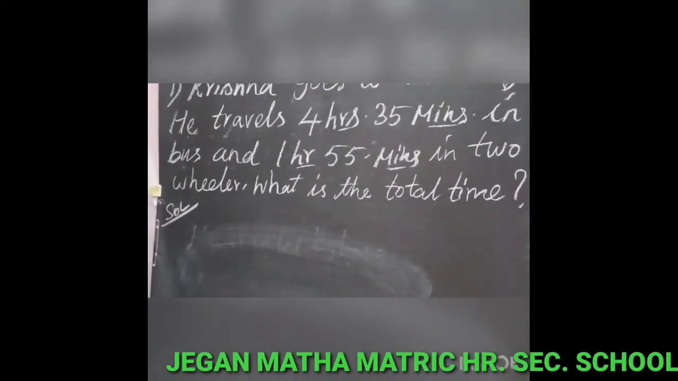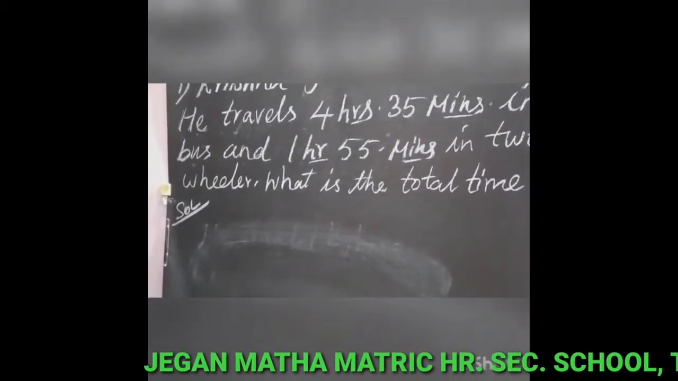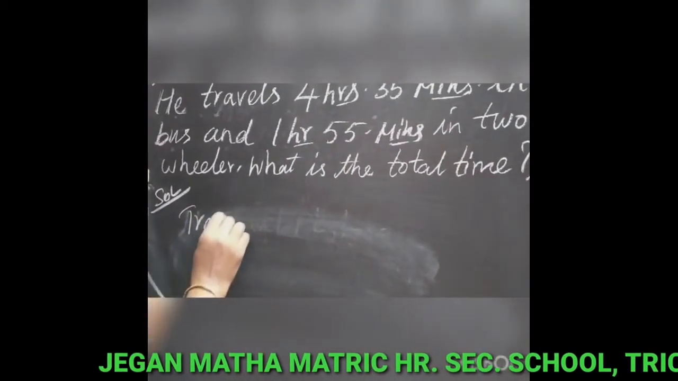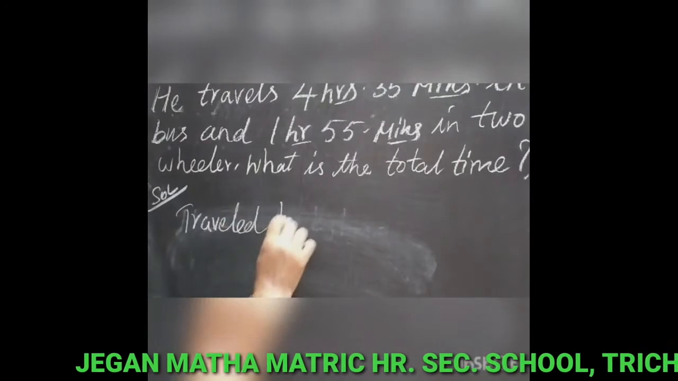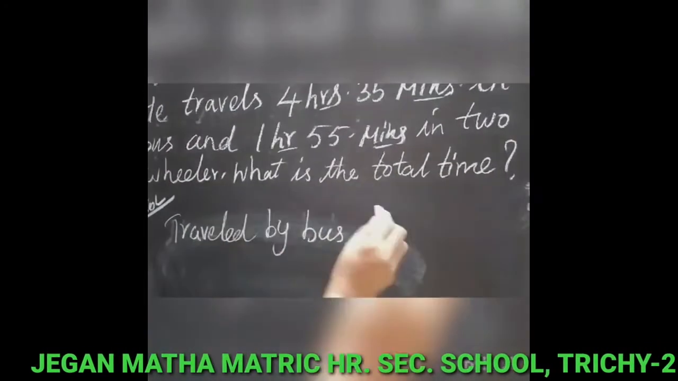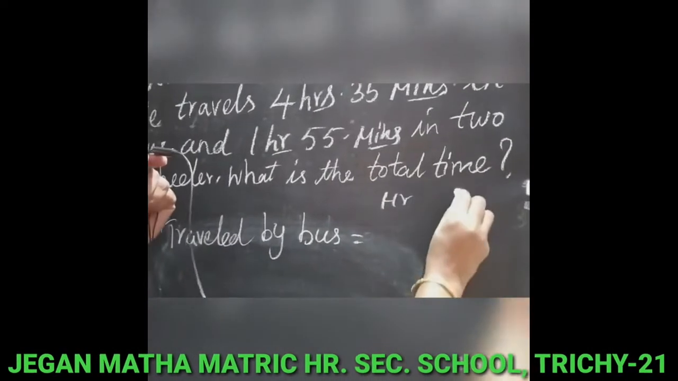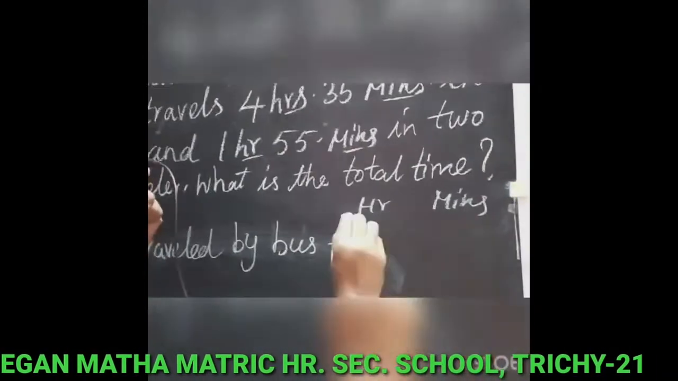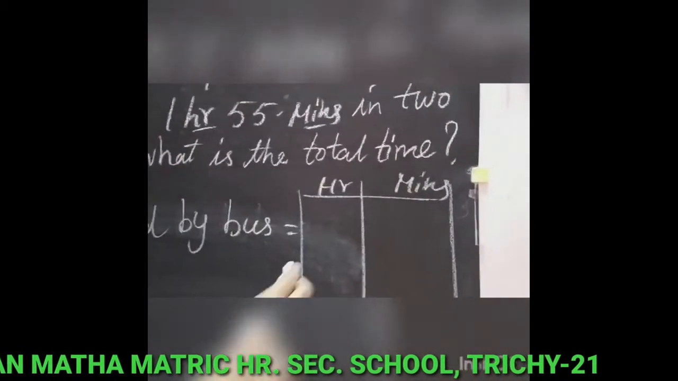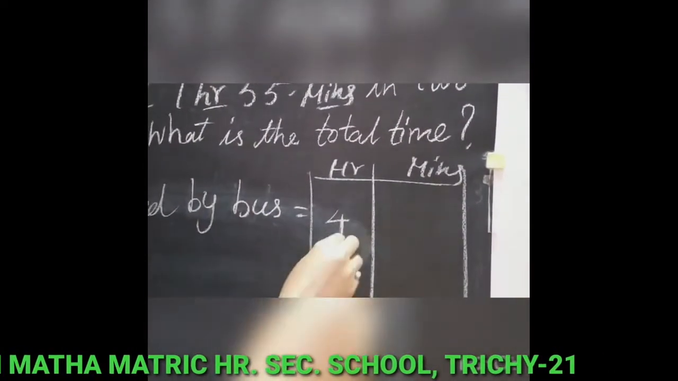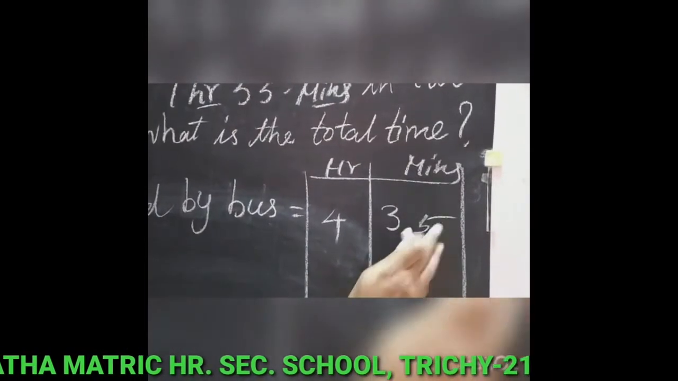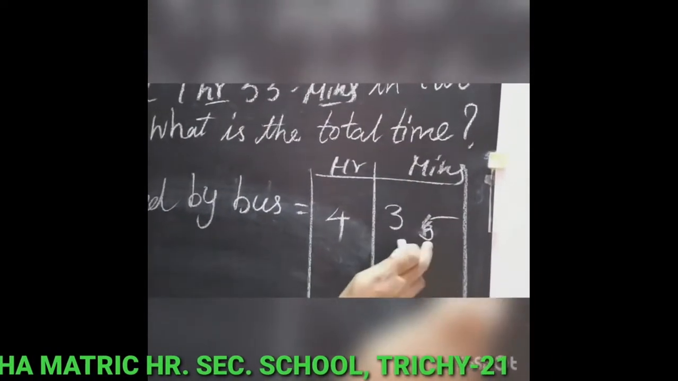Okay, this is a word problem, so you must write the steps. First write travel by bus, that is given 4 hours 35 minutes. You have to write the separate units like this: 4 in the hours column, then 35 minutes. This is by bus.